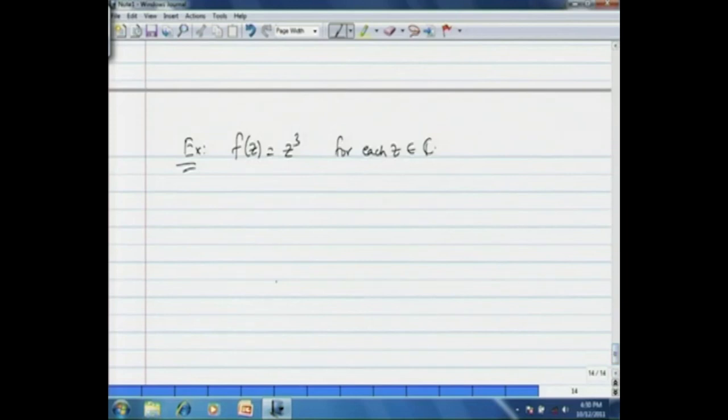In order to visualize this function, we will once again write z in polar coordinates. So, if I take a point r times cosine theta plus i sine theta, which is z, then the image of this is going to be r cube times cosine 3 theta plus i sine 3 theta. So, f can be visualized as follows.